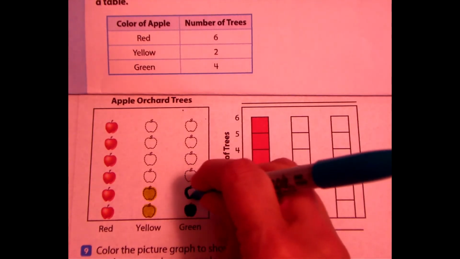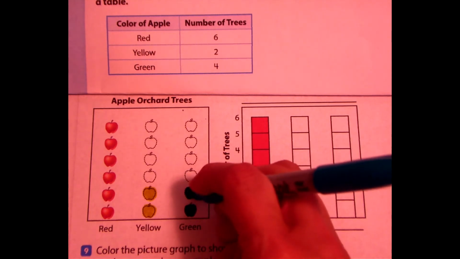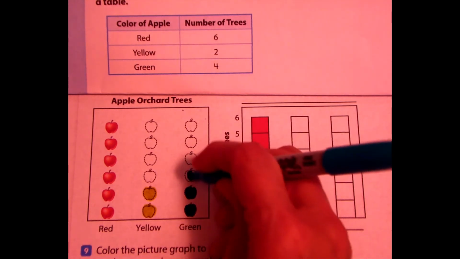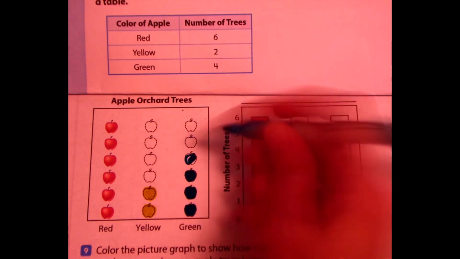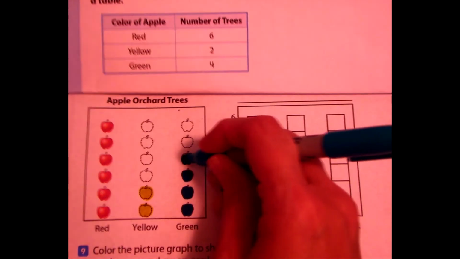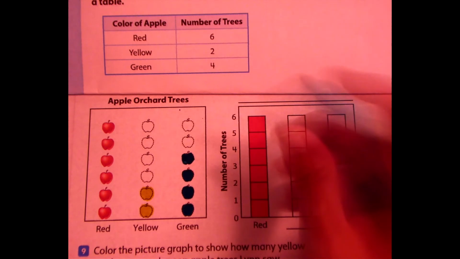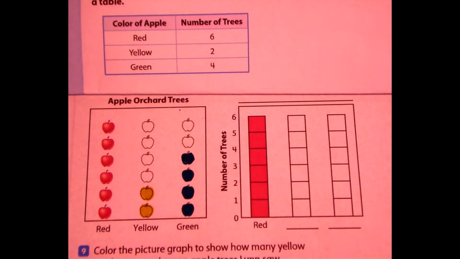Okay, it's 1, 2, 3, 4. Okay, so I have 4 green apple trees. That doesn't really look like green. There we go, there's green. Okay, so that completes our picture graph.